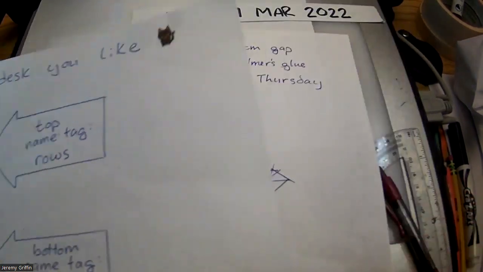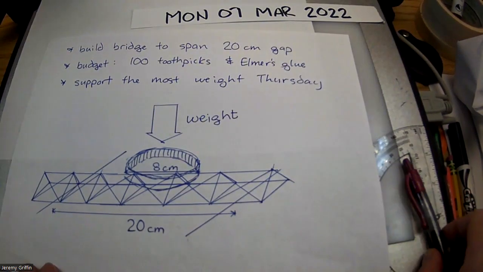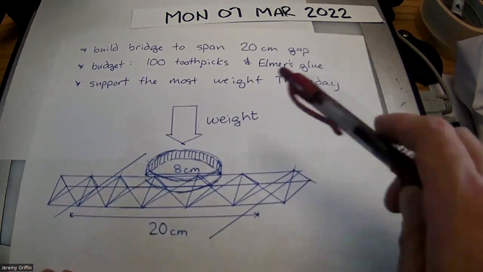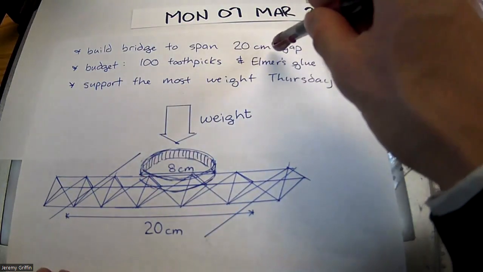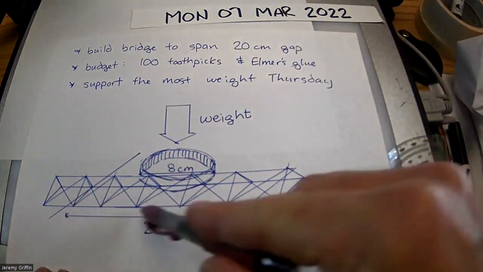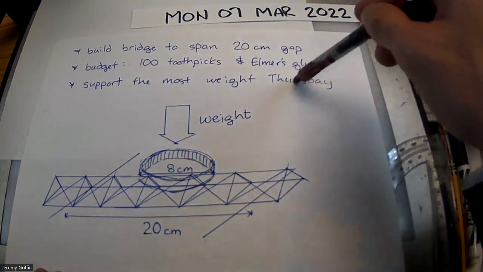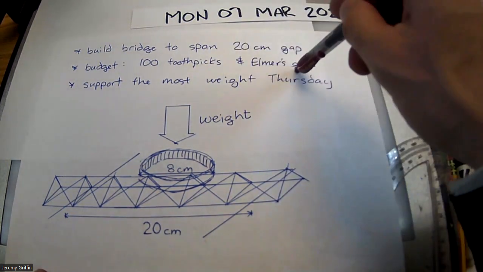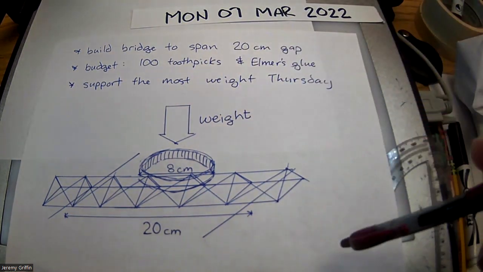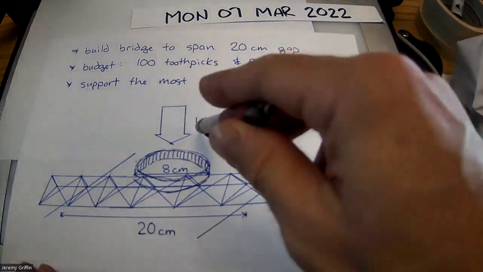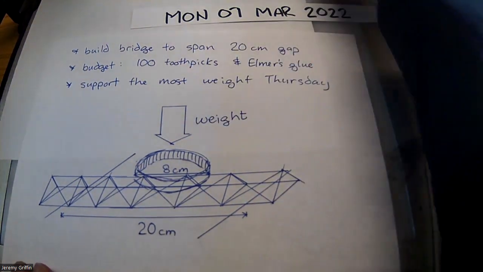Okay, so today you're going to design and construct toothpick bridges with your groups, with your teammates. Your task is to span this 20-centimeter gap. Your budget is 100 toothpicks and Elmer's glue. I'll get you guys some toothpicks. And we're going to test these out on Thursday.